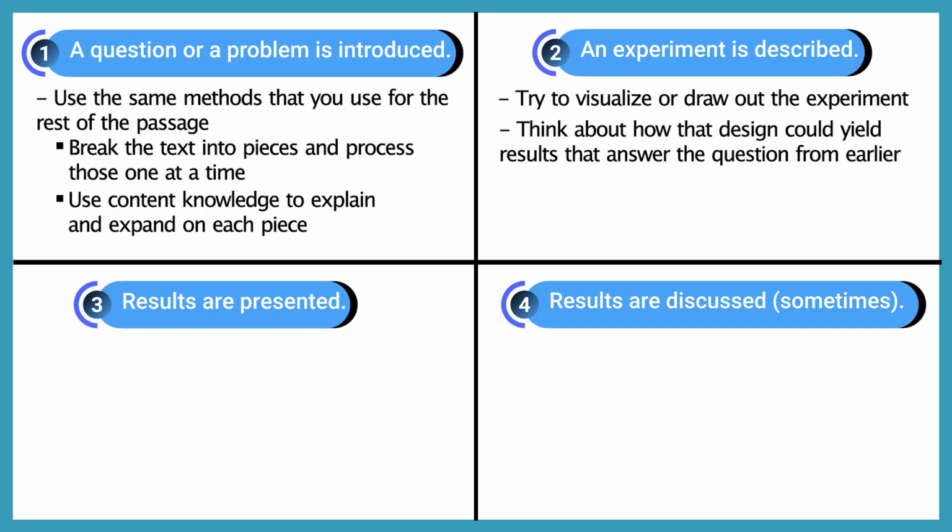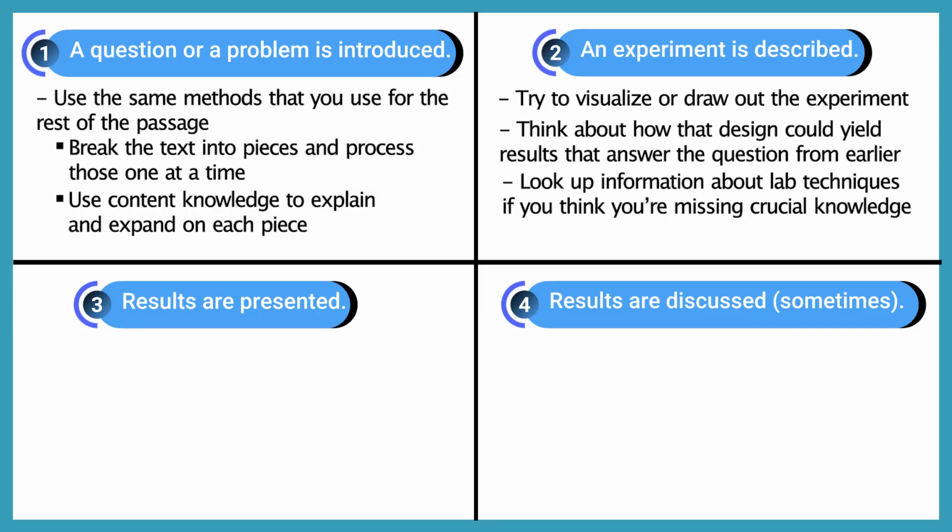Then think about how that experimental design could generate the results that could answer the question proposed earlier in the passage. You'll usually have to use your knowledge about lab techniques, so as you become more comfortable with that content, you'll become a lot better at this process. If you find yourself analyzing an experiment and you feel like you're missing crucial information, take the time to look it up and see if it helps you understand the experiment.